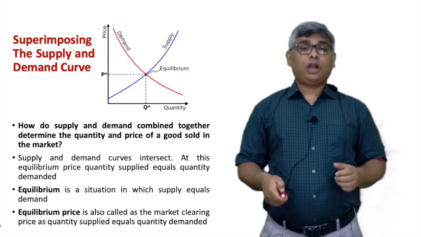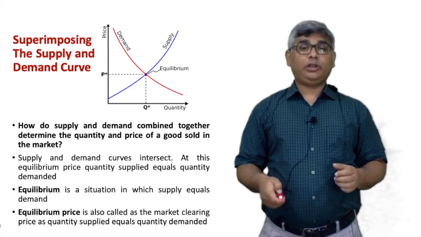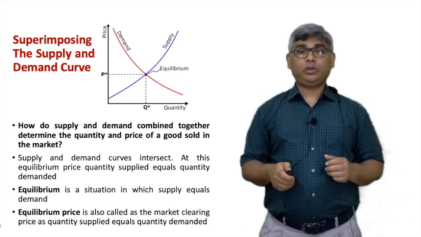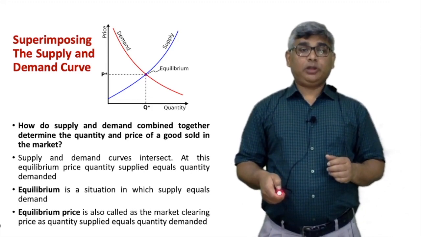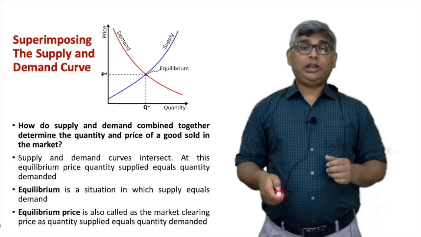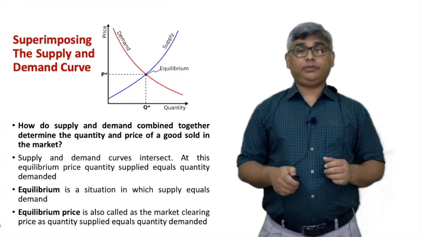So the question is, how do the supply and the demand curve together determine the quantity and the price of goods sold? If you just see this particular curve, there is one very interesting point where the supply and demand curves both intersect.